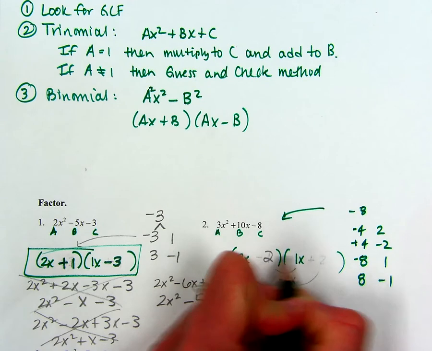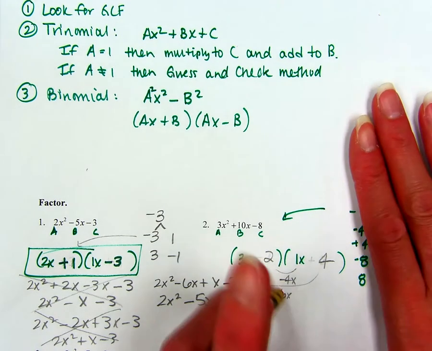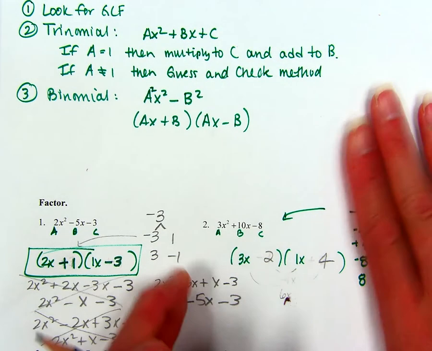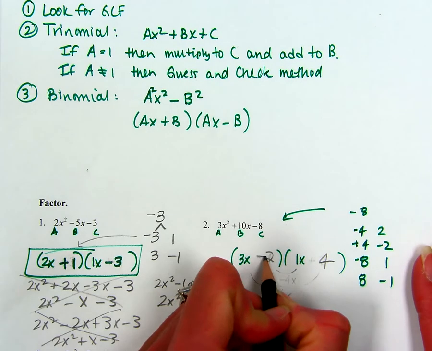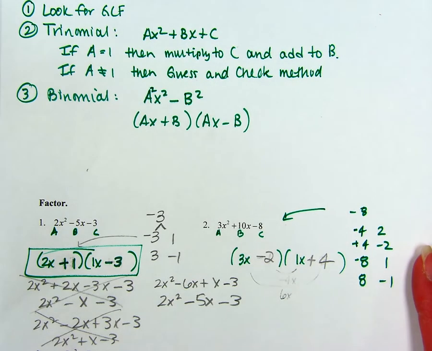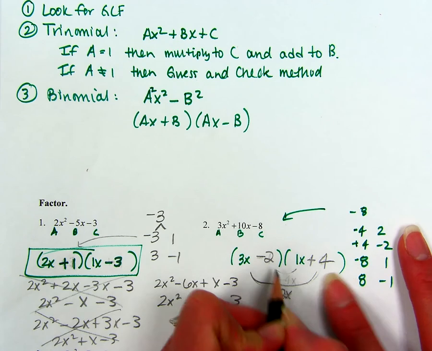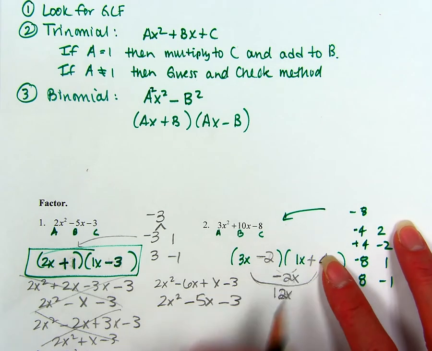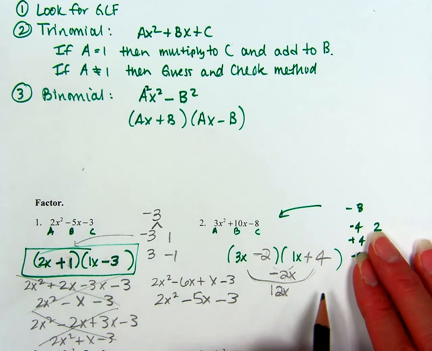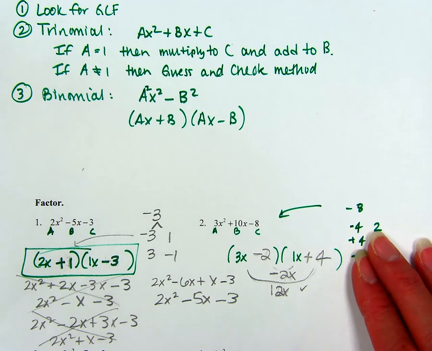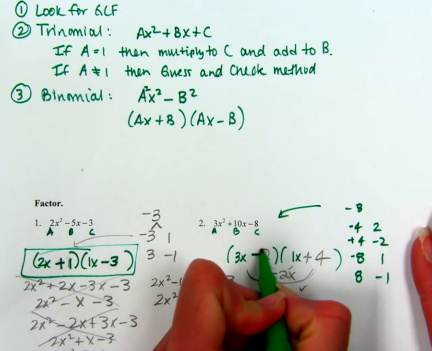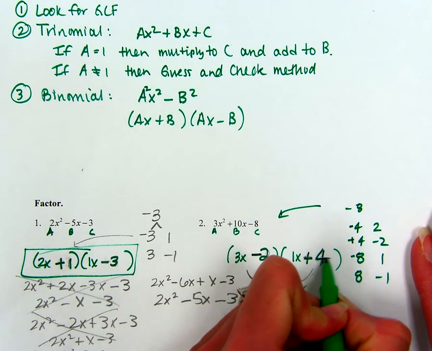So that means I need to switch the actual numbers. So I'm going to put 2 here and 4 here. Okay, so now I guess we'll try negative 2 and positive 4 first. If I do outer times outer, I get 12. If I do inner times inner, I get negative 2. And if I add these together, I get 10. So there's my correct answer. I know that it's going to be 3x minus 2 and 1x plus 4.